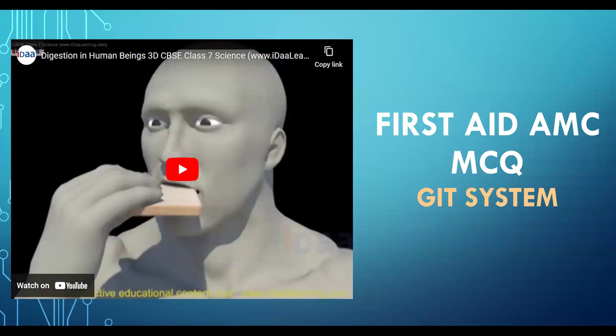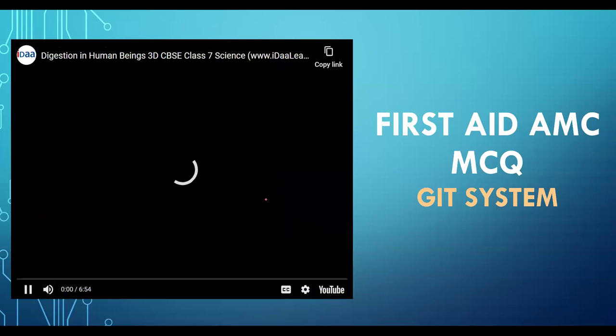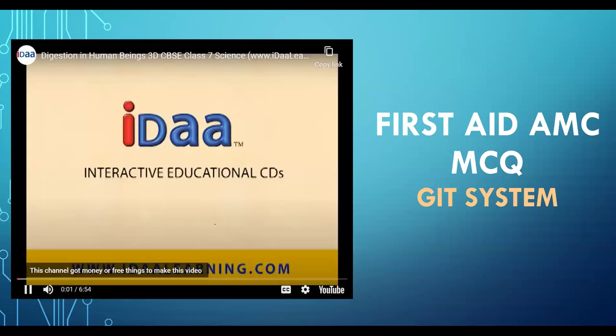Okay. So we are going to do GIT today, and GIT is a bit complex. There are a lot of things which come from here, so we'll need to go through this in two classes. All right, so let's start our GIT system. First of all, we'll just have a look at the basic pathophysiology of the GIT system. So let's have a look at this video.